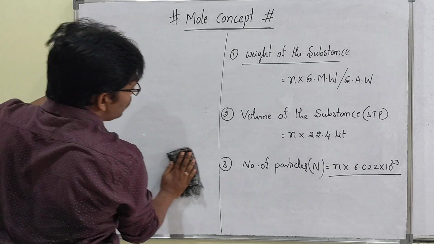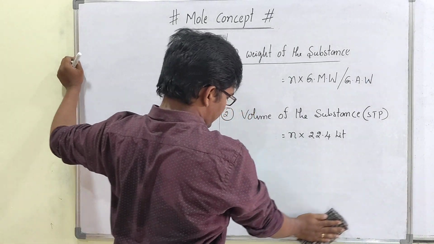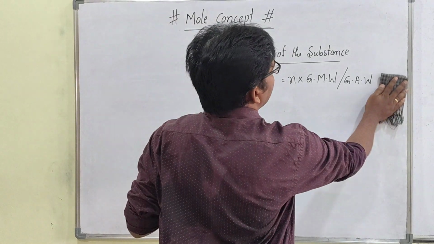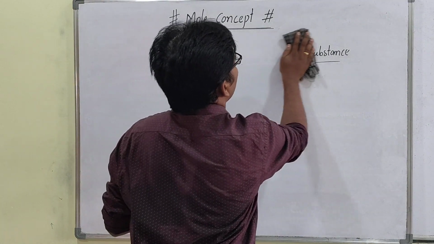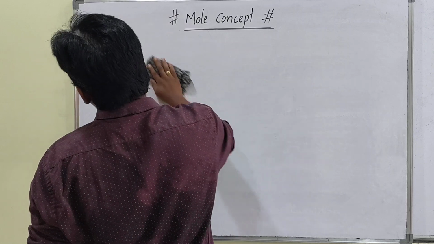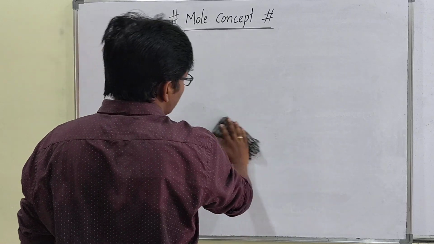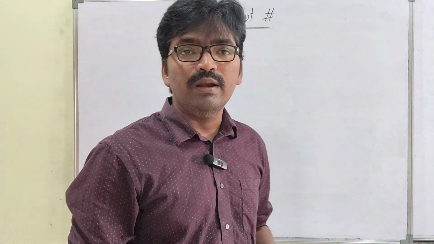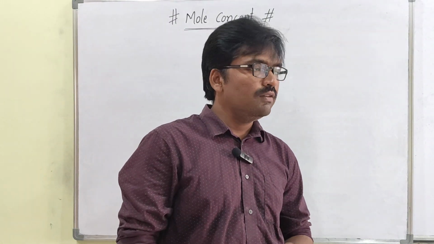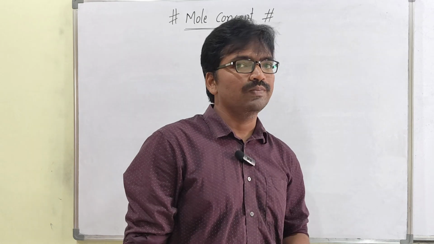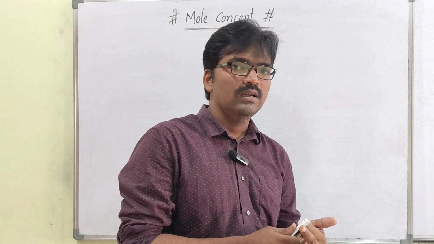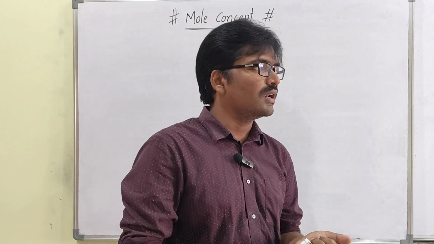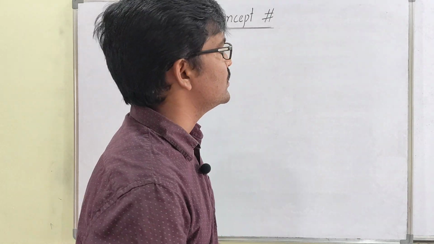So before going to the calculations, now one small topic, that is terminology, whatever we are using: atomic mass, molecular mass, then gram atomic weight and molecular weight. So all the four differences I will explain to you. Atomic mass, gram atomic mass, molecular mass, gram molecular mass. These four concepts I will explain to you.